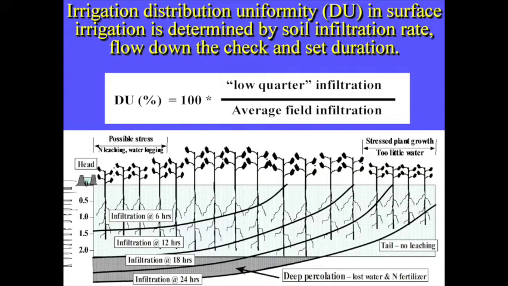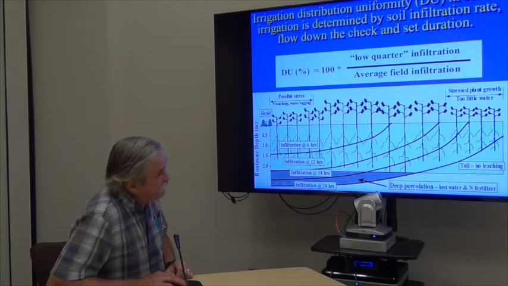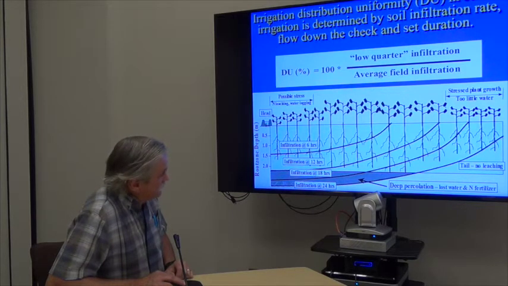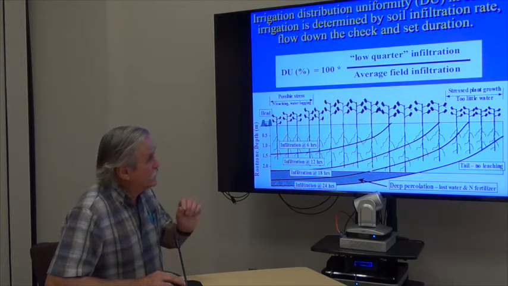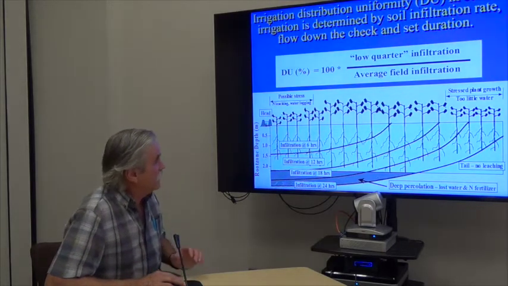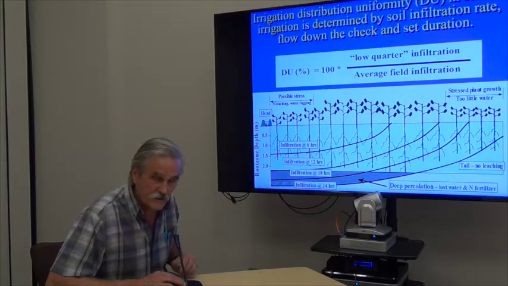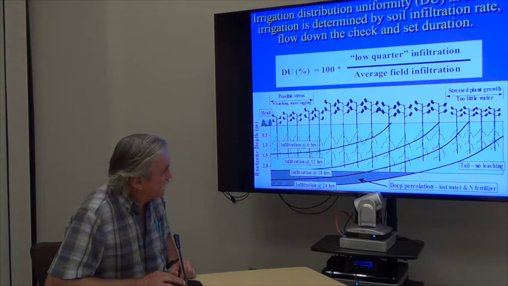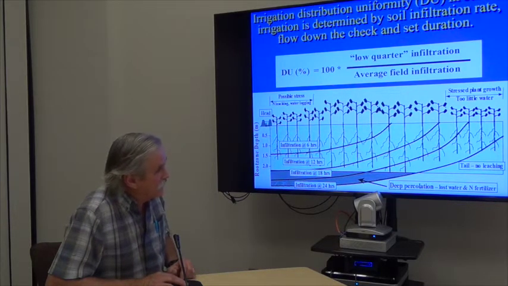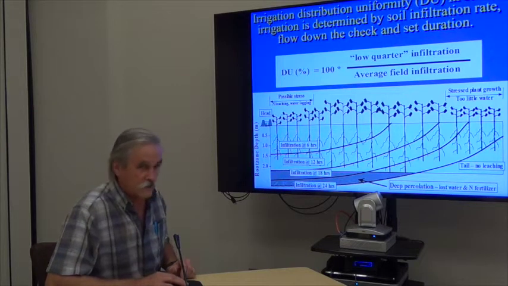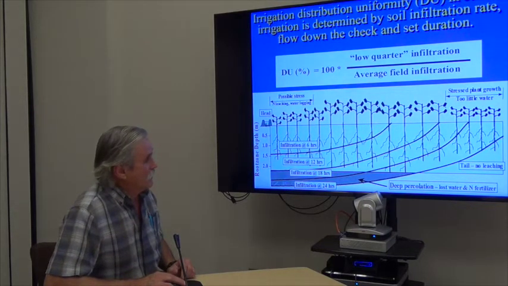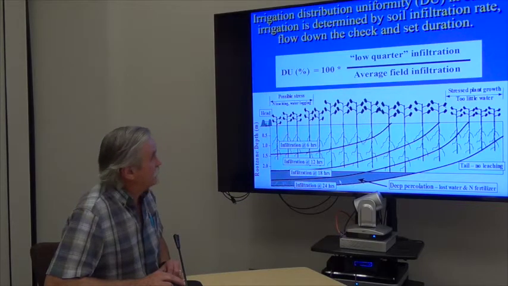This is the classic furrow analysis of distribution uniformity, and the definition is simply the low quarter infiltration, that's down on the bottom end of the field here, divided by the average for the whole field. And the reason flood irrigation works is because that infiltration curve declines significantly over time. Half your infiltration is going to happen in the first 6 hours. And so if I've only got 6 hours on the tail end of the field, I'm still going to get half the water I got up at the head end. Now, okay, obviously here deep percolation down there.